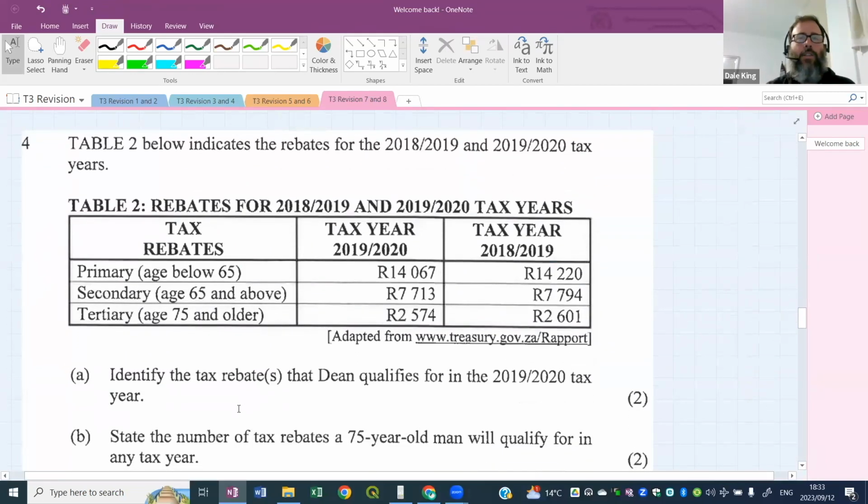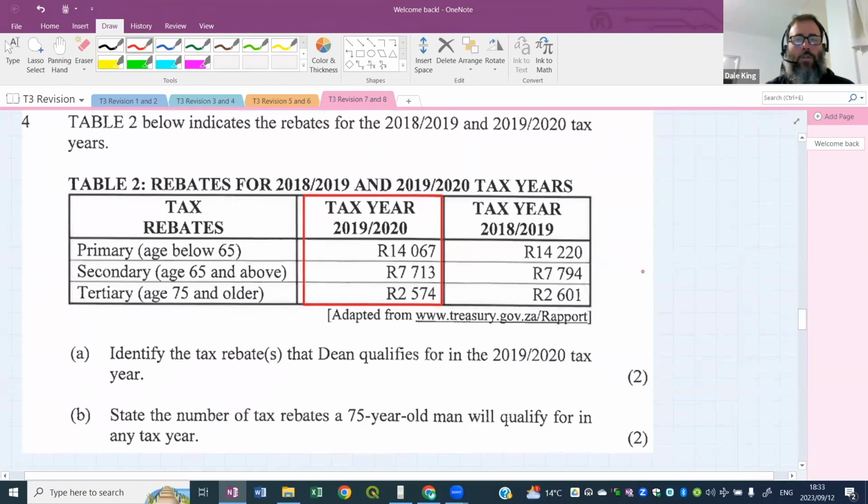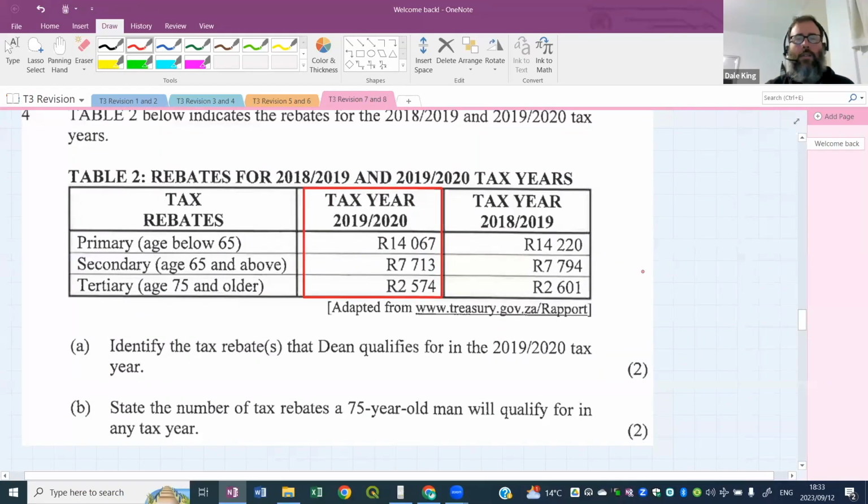Table 2 below indicates the rebates for the same tax tables. Okay, we've got the 2018-2019 one, and then the one that we are using, the 2019-2021. So for this tax year for Dean, he's working with these rebates here. Question 1. Identify the tax rebates that Dean qualifies for in this tax year.